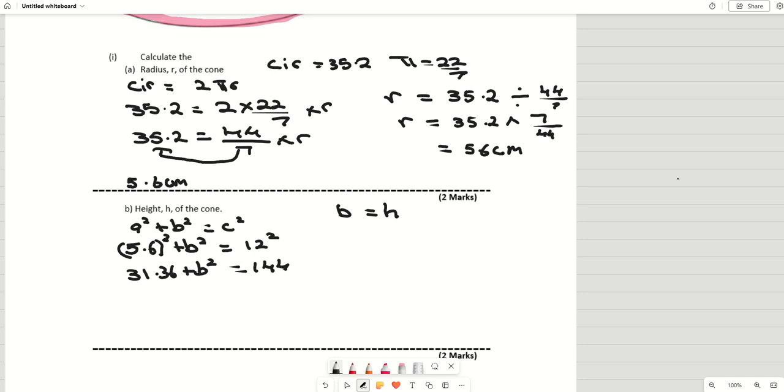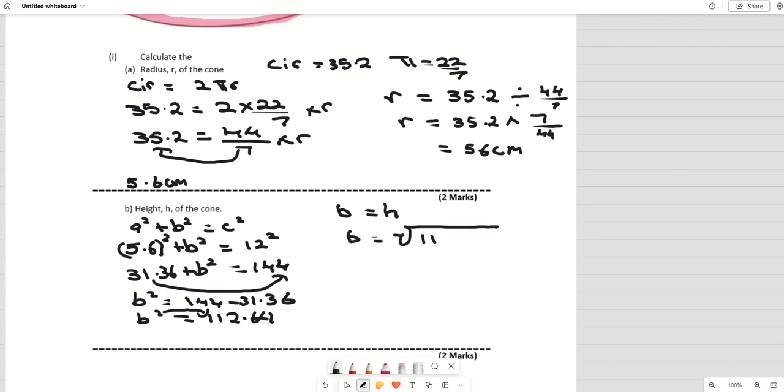So what we're going to do is carry this across. The opposite of plus 31.36 would be minus. So b squared is equal to 144 minus 31.36, right? And b squared would be equal to 112.64. But we don't want b squared, we want b, or height, right? So if you carry across squared over the equal sign, the opposite of squared is square root. So b, or also known as height, would be the square root of 112.64.